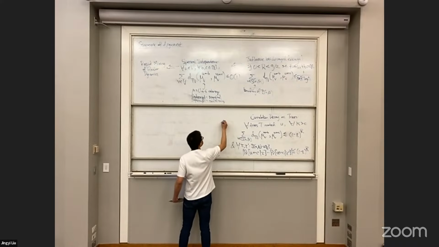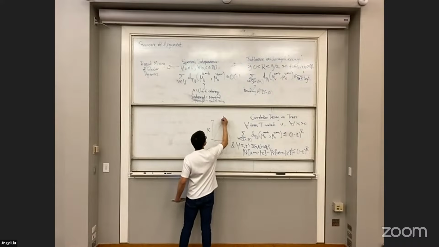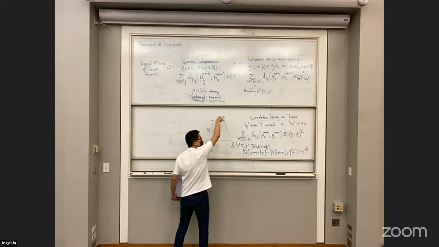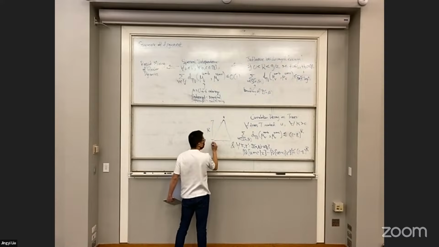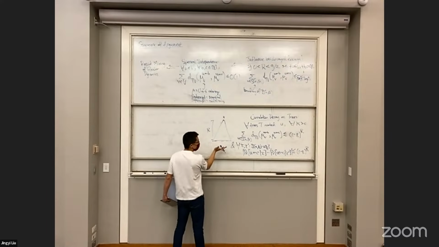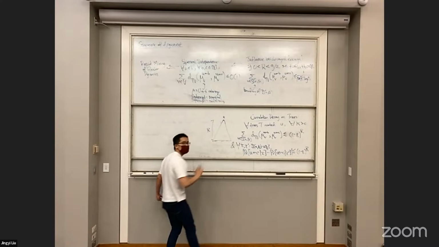So the picture looks like this. I have a tree of height R, rooted at U. I want a bound on the total influence of the root on everybody at distance R, and a bound on the total influence of everyone at distance R on the root.